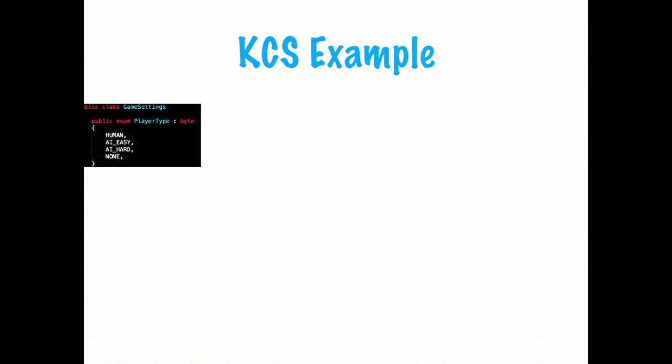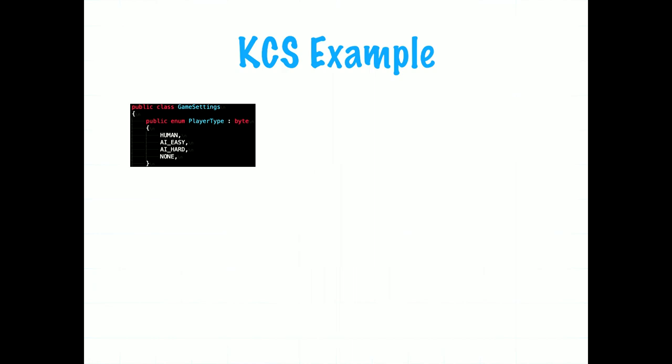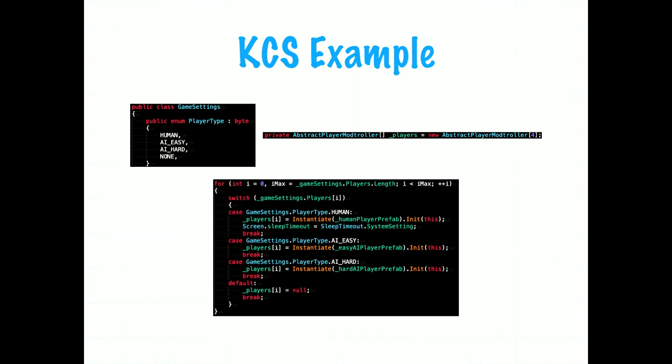And all we're going to do when we start the game up, here we go, we have an enum for human, AI easy, AI hard, none. We have an array of players in our main controller for the game, and we have a switch statement. So based on what the person set in the game settings, which again is a singleton, by the way, we're going to instantiate the proper prefab in a traditional kind of design pattern way. You just do new human controller, whatever you want to call it. But in Unity, you have to do prefabs for obvious reasons, or else there's no player there.